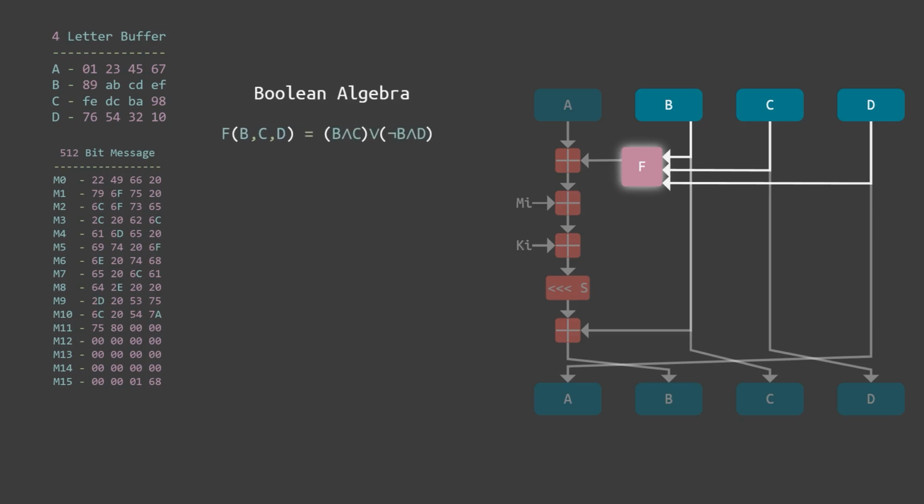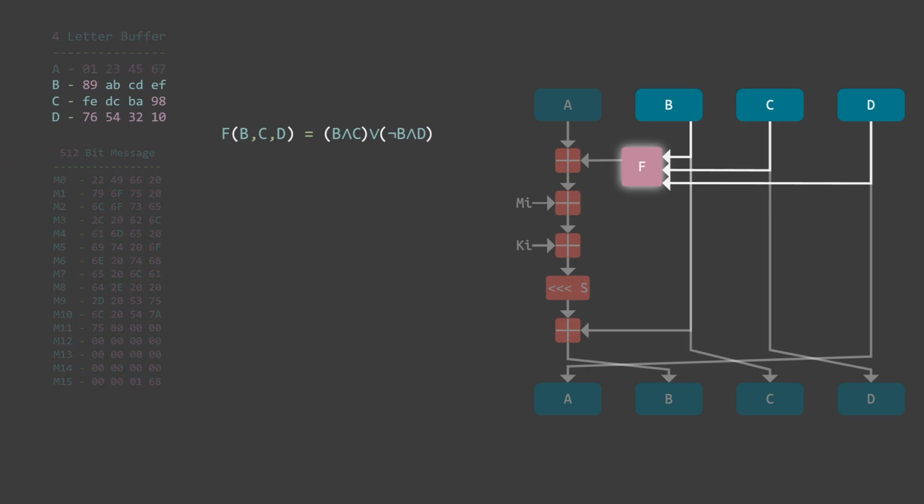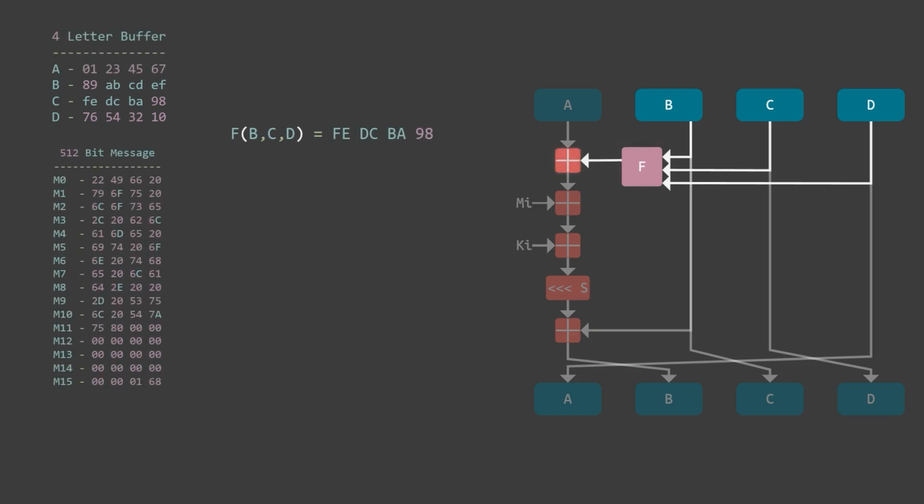Those who have taken Boolean algebra in high school should understand this. It basically says (B and C) or (not B and D). Now, Boolean algebra deserves a full video of its own, so I won't go into the details. But if you want to know more, let me know and I'll consider making a video on this. Now, if we add the initial values of B, C, and D into the function and perform the calculations, we get this result back, which then proceeds to the next box.